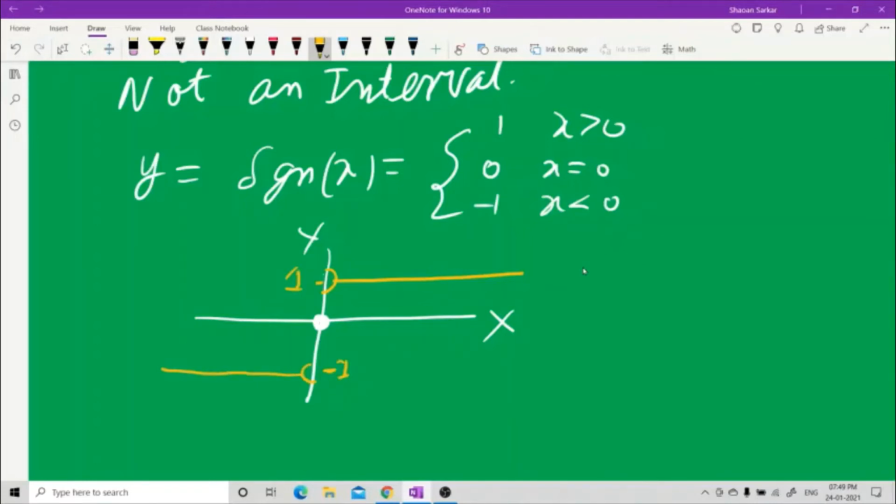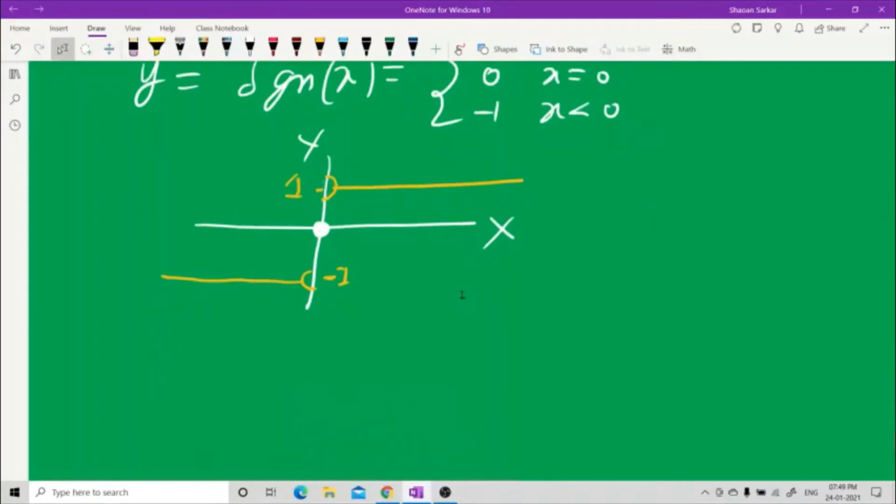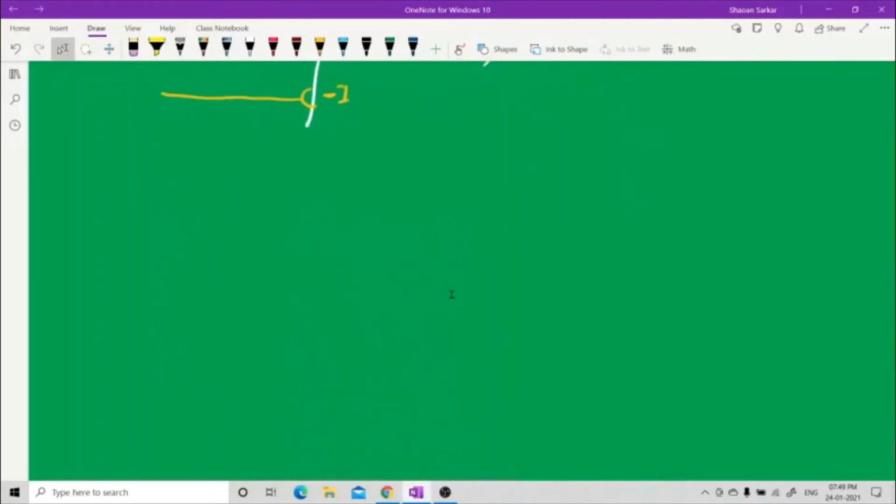I told you the domain and range also of this function. Now come to another very good function, and you will need these functions while solving limit, continuity and differentiability. Once the idea of these functions is clear, then limit, continuity, differentiability is not a very big problem for you, especially those people who didn't have maths in 11th and 12th.